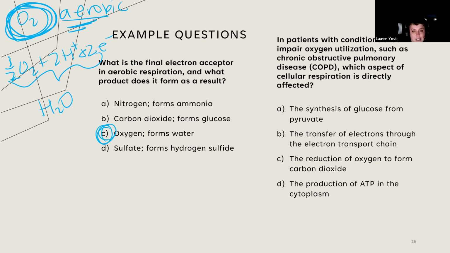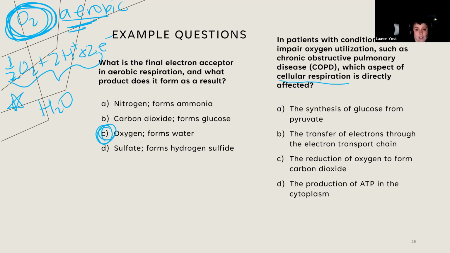In patients with conditions that impair oxygen utilization, such as chronic obstructive pulmonary disease, so they are not able to do this as well, right? They can't do this as well. Which aspect of cellular respiration will be affected? Our ability to get rid of our protons and our electrons at the end of the electron transport chain will be impaired. So what's that going to affect?